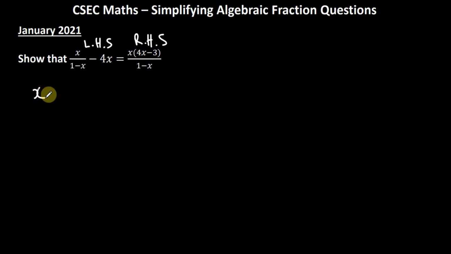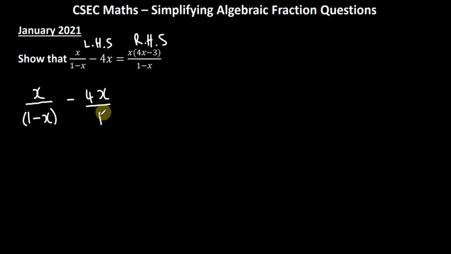So we're starting off with the left hand side. So it's x divided by 1 minus x, and we have minus 4x here. Now 4x is the same thing as 4x divided by 1. So that's what I'll have here. So I'll just rewrite 4x as a fraction. Now recall, guys, what we want to do once we have a numerator or denominator which consists of more than one term, we want to keep that in brackets. So that's what I'll do here.